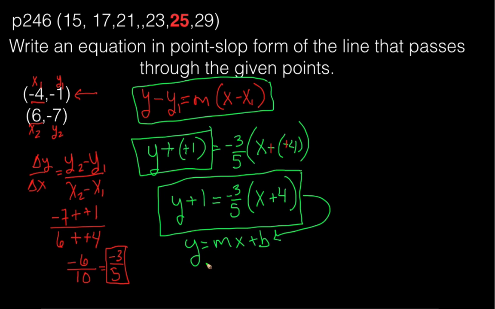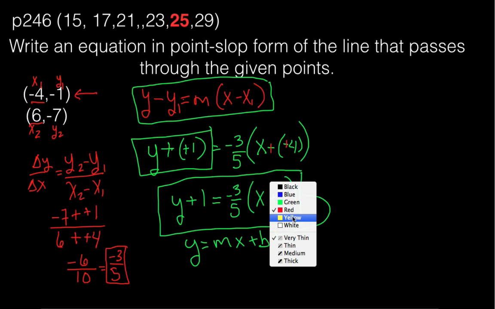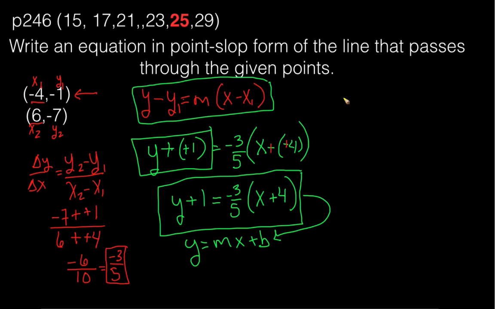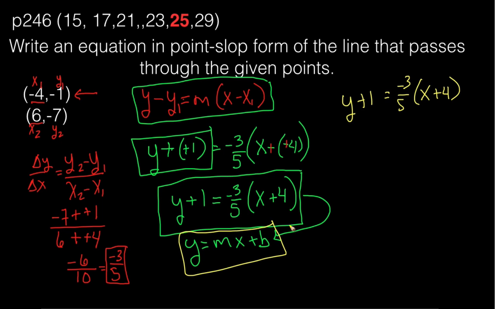Okay, in fact, let me do that right quick for you. Let's do that over here on the side in yellow. So I'm going to rewrite my equation. Y plus 1 equals negative 3/5 times x plus 4. So let me show you how you can work this out to still look like the traditional y equals mx plus b to graph. Now I don't have to do that because I already have enough information on this equation to graph, right?